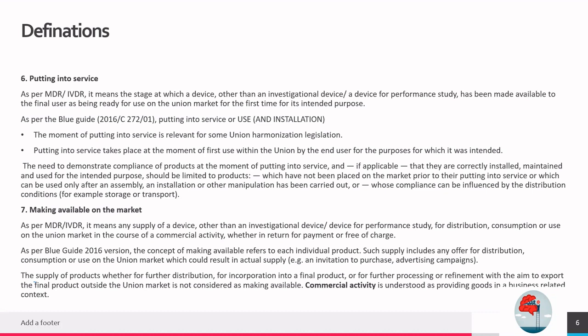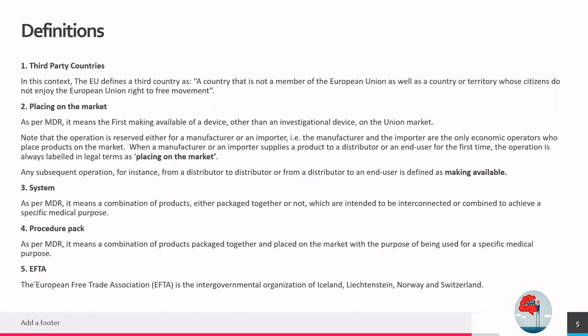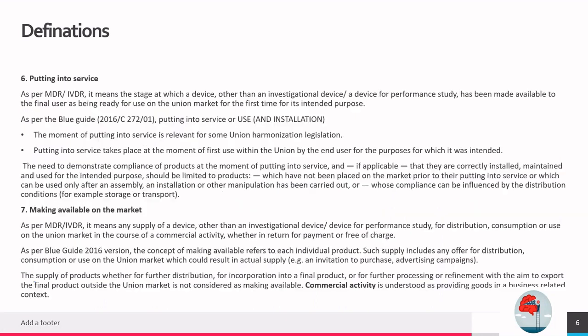Okay, making available on the market is done by the distributor or directly to the end user, but the end user cannot be called as making available on the market because they are not making available, they are consuming. So the distributor makes available, and placing on the market is only for importers and manufacturers. What it means, you now clearly have understood, I hope.